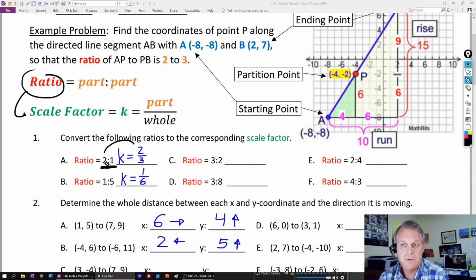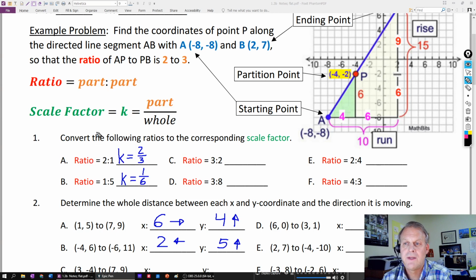And it's 3. So all we're doing is just adding, taking 2 plus 1, and that gives us the number 3. So if they give us a ratio of 2 to 1, that converts into a scale factor of 2 over 3. And if they give us a ratio of 1 to 5, that converts into a scale factor of 1 over 6. All we're doing is adding 1 plus 5, and that gives us 6.